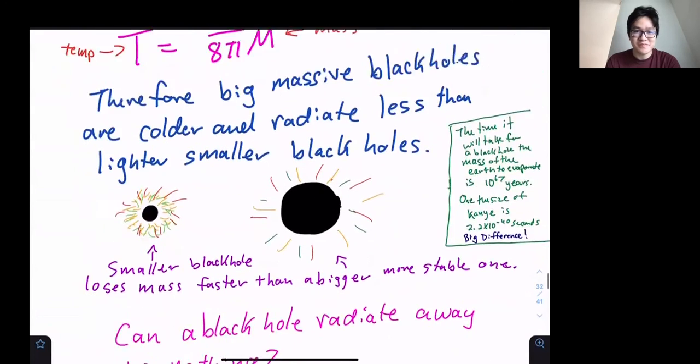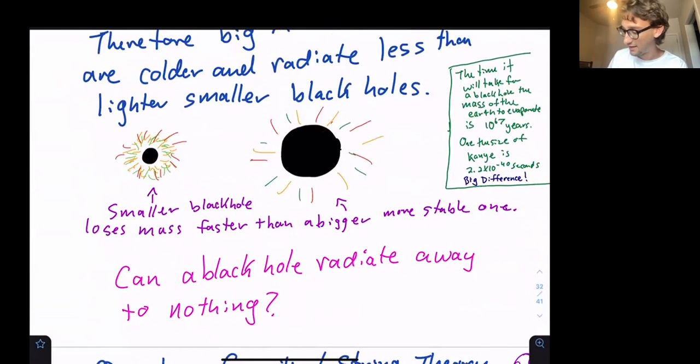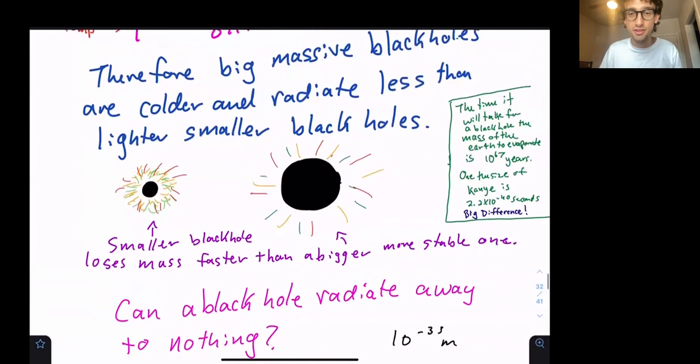So Einstein's theory actually breaks down, so I guess the question is, can a black hole radiate to nothing? Black holes are radiating particles, so it gets smaller and smaller. But the problem is that Einstein's theory breaks down at around 10 to the minus 35 meters. That's super small. So if the black hole gets below that, could it still radiate? What happens? Well, we don't know, but we need new theories for that.